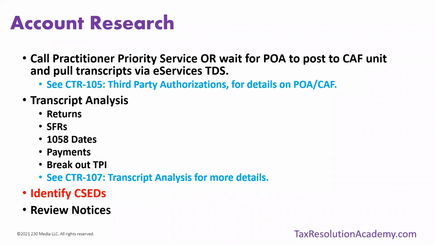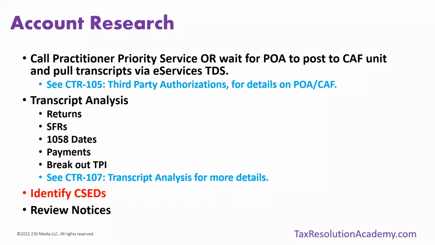Now, what you're doing when you call PPS or you're pulling transcripts from e-services is you are doing a transcript analysis. Okay, you're doing a transcript analysis. You are looking to see if returns were filed. If they weren't, then that tells you need to file them. You're looking to see if the IRS prepared substitute for returns, 6020Bs, on behalf of the taxpayer. And then you're going to have to assess whether or not you're going to replace those with original returns.